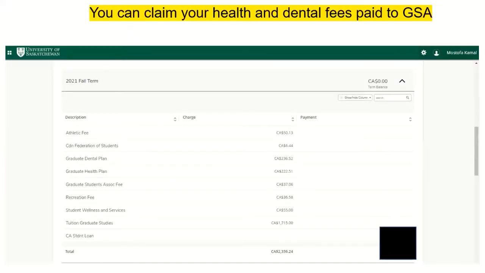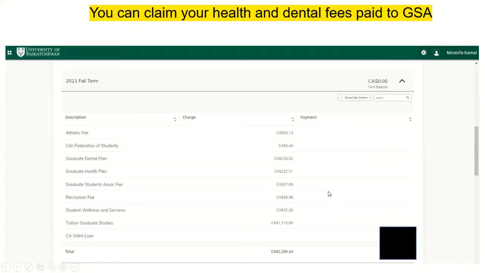Okay. So I think the other thing I mentioned here, the tuition fees again. Apart from the core tuition fees, we also pay different associated fees, like athletic fees, Canadian Federation of Students fees, graduate dental fees, health fees. So again, these are in the tuition and fees under individual terms. You can get all the information.